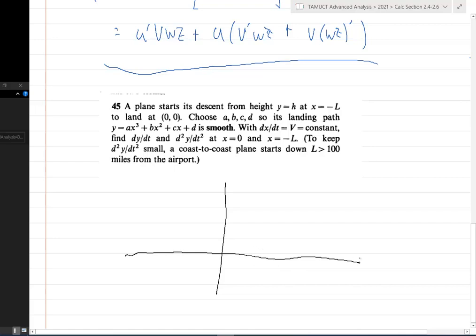All right, so those are my axes. So this is my x-axis and my y-axis. And let's make the plane a different color so that it's, because we can. Oops, sorry. What happened to my mouse? There we go. Okay. Let's use blue. All right. So it passes through 0, 0 here. And it also passes through minus L, h.